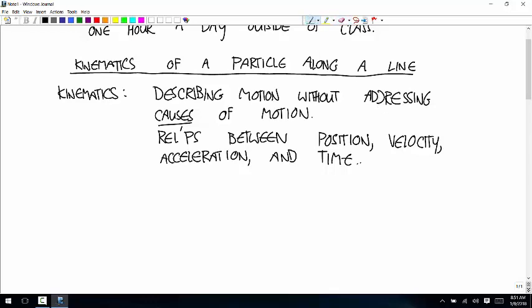One way you can think of this is it's all the things that you could measure from a very careful video of the motion of an object. You could measure, if you had distance measures along the wall, how long it took to get from here to here and from here to here, and how fast it was moving and how much that speed was changing, and things like that. What you couldn't measure from a video is the mass of the object or the forces that are applied to the object. Those are the causes of the motion, and we're not getting into that yet.